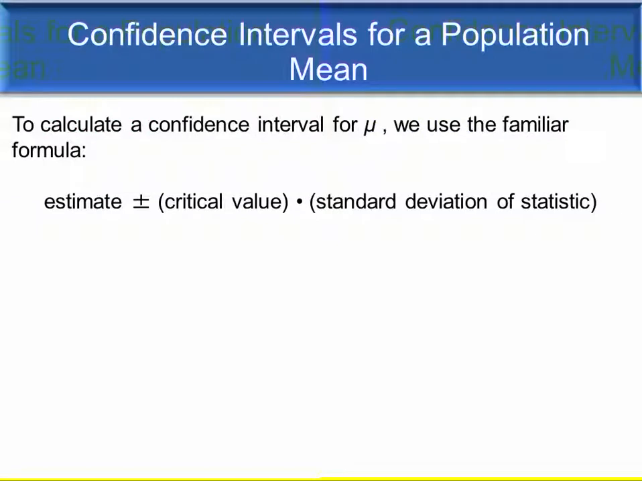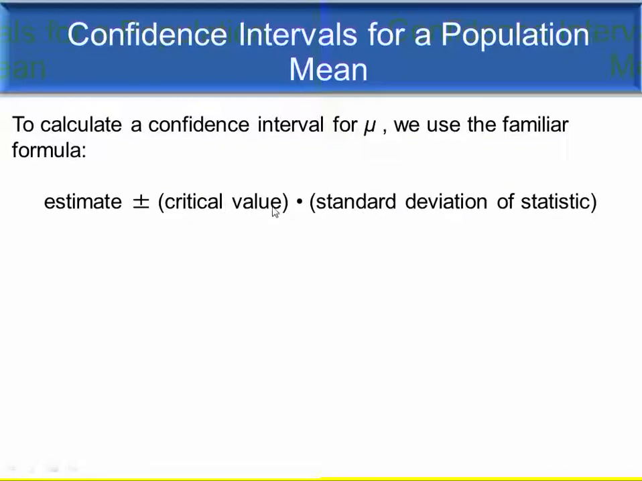So to calculate a confidence interval for mu, we use the familiar formula. We start with our estimate, which is our sample mean. We're estimating that our population mean will be the sample mean plus or minus some margin of error. Before, when we said, for example, 95% sure, we knew that that was 2 standard deviations away. So the critical value would be 2, times the standard deviation of the statistic. So we had our estimate plus or minus 2 standard deviations as a margin of error.